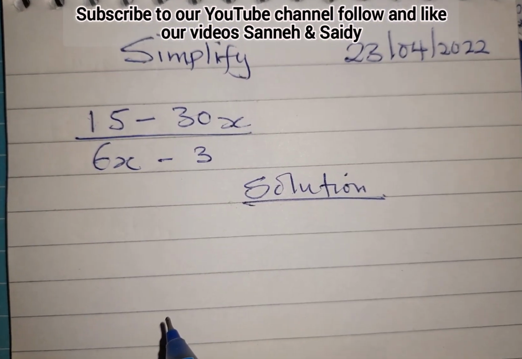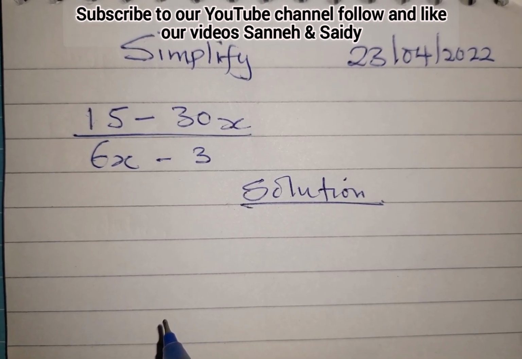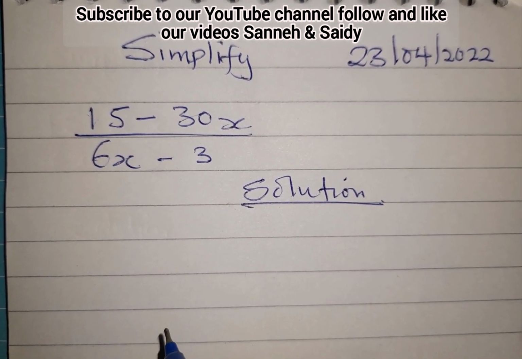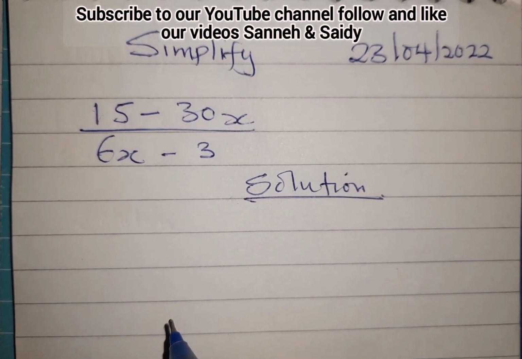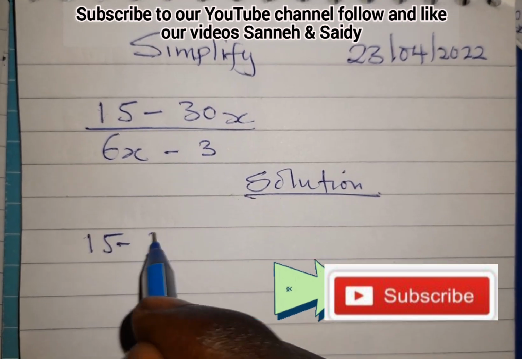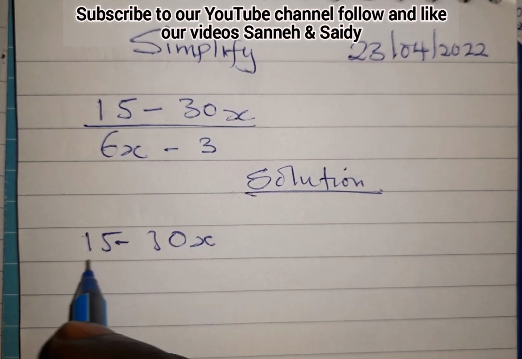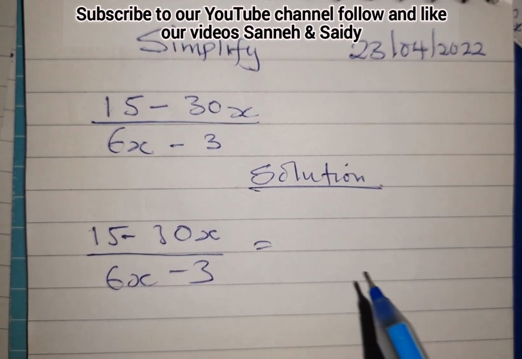Okay, we have a very simple question here. It looks simple, but if you are not very careful, you may throw the question away. So it says simplify (15 minus 30x) all over (6x minus 3). So all we need to do is, this is the solution: 15 minus 30x, all over 6x minus 3. Now let's move to the next step.